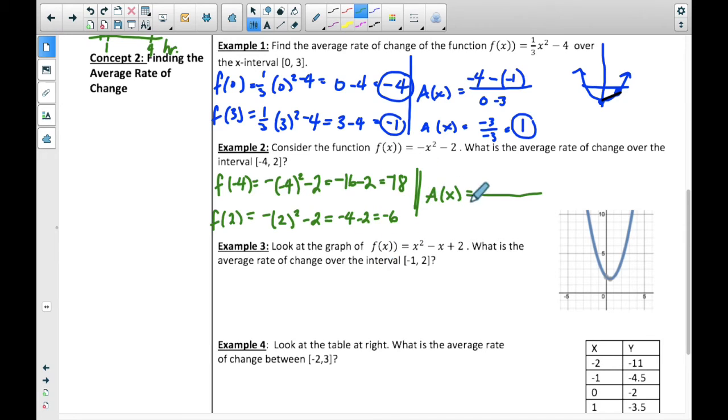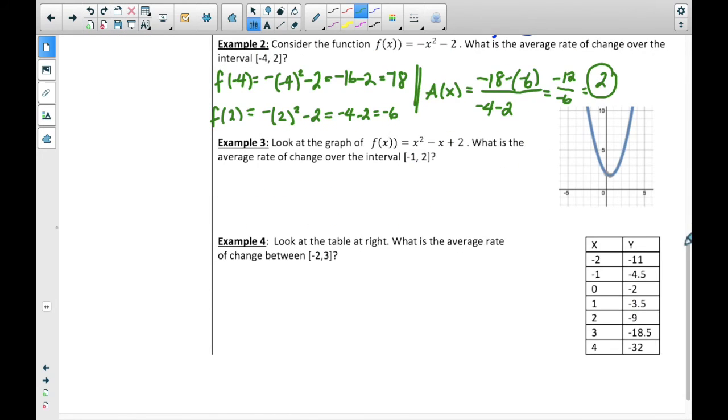Okay, those two are the ones that go on the numerator. Negative 18 and negative 6 go on the numerator. And in the denominator go the negative 4 and the positive 2. So negative 18 minus negative 6 is negative 12. Negative 4 minus 2 is negative 6. And so my average rate of change is 2. 2 what? I don't know. Like I said, 2 miles per gallon, 2 kilometers per second, who knows, but it's 2.